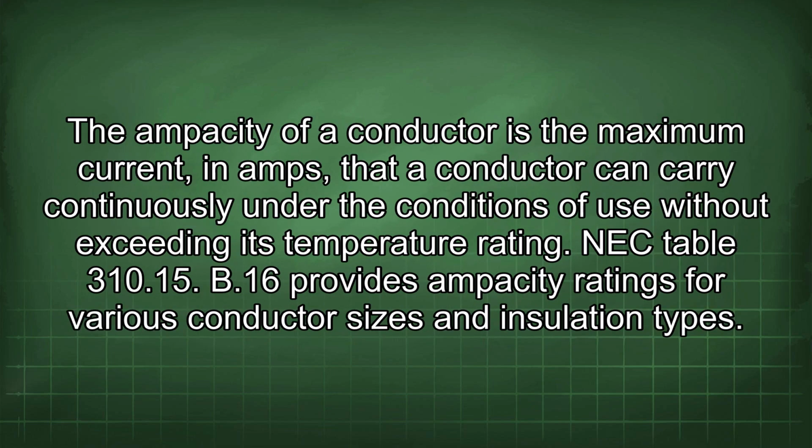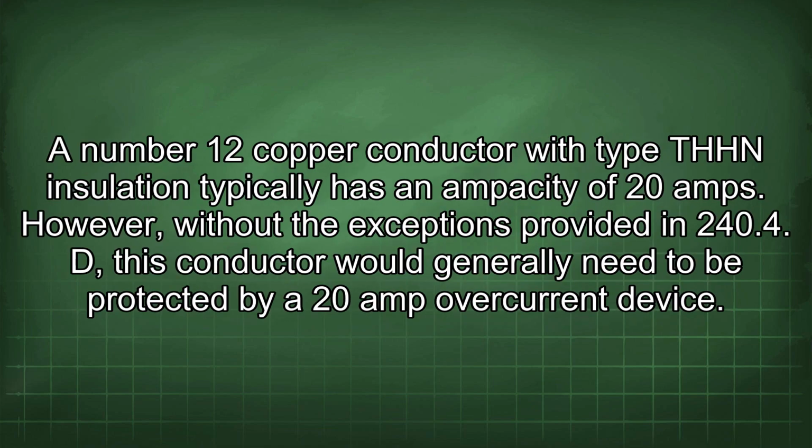The ampacity of a conductor is the maximum current in amps that a conductor can carry continuously under the conditions of use without exceeding its temperature rating. NEC Table 310.15(B)(16) provides ampacity ratings for various conductor sizes and insulation types. A number 12 copper conductor with type THHN insulation typically has an ampacity of 20 amps.